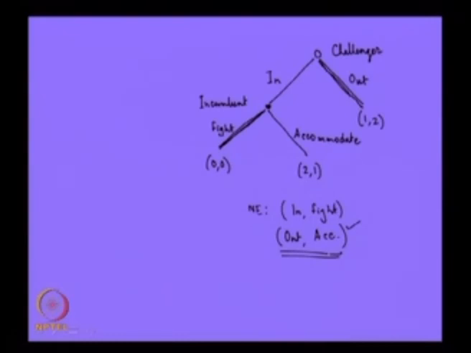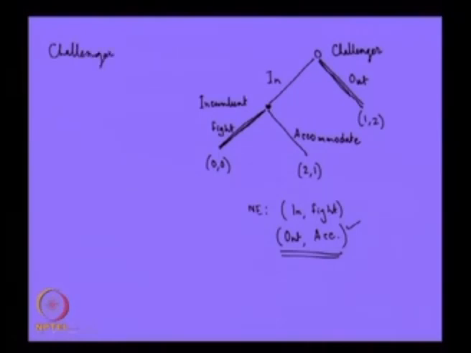Now, out of this terminal history, how do we justify the action which is fight here? One way to justify that is that the equilibrium action profile or strategy profile is out and accommodate, but it may happen that the challenger sometimes experiments, or maybe he may be committing errors. Now, if he does experiments or if he commits errors, which means that he sometimes may choose in.